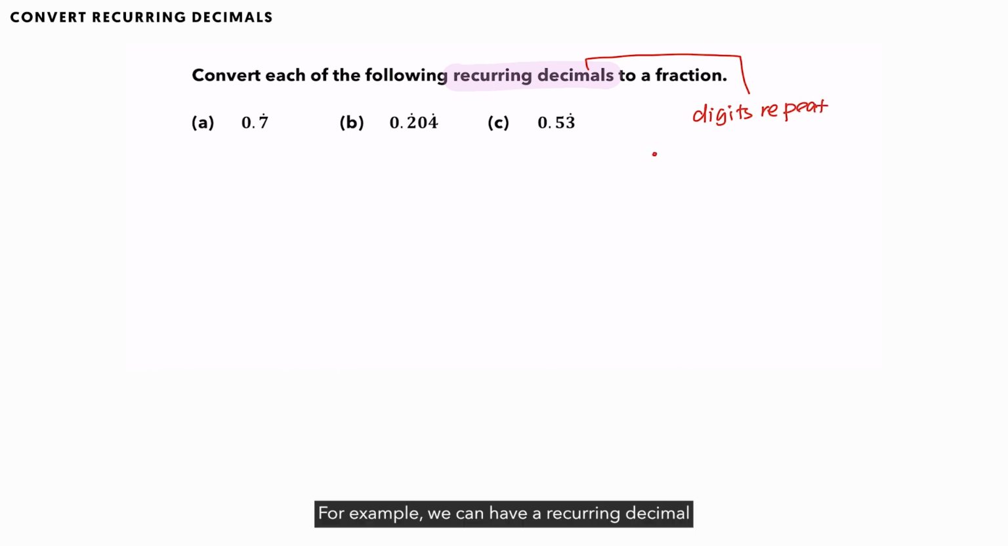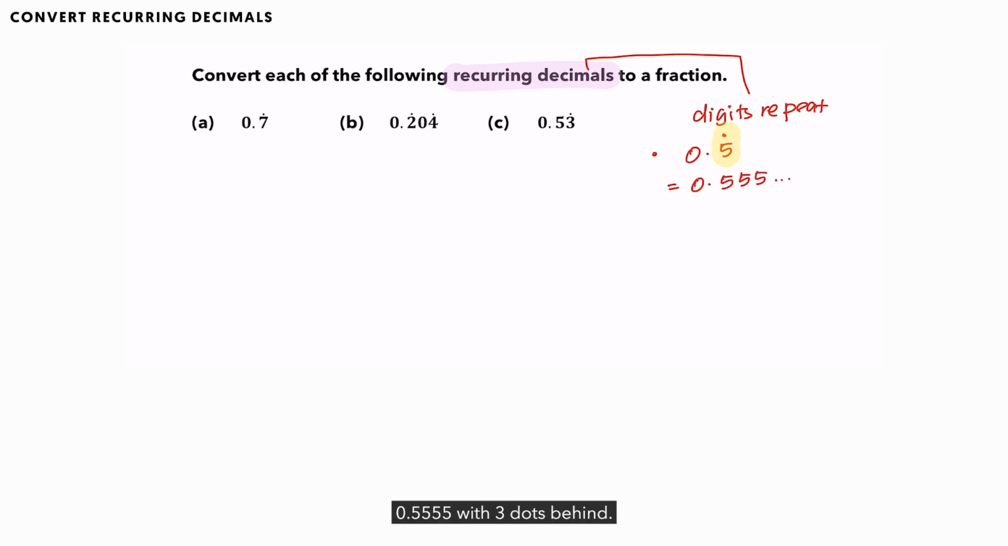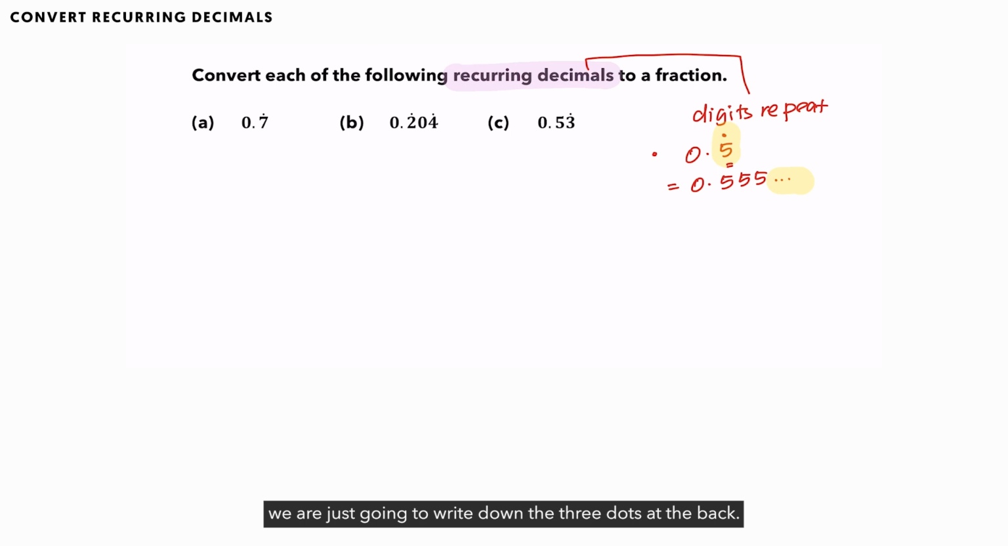For example, we can have a recurring decimal that looks like this, 0.5 with a dot above the 5. Now, what does this mean? The dot above the 5 simply means that the 5 repeats. So if you're going to write this down in expanded form, it will look like this, 0.555 with 3 dots behind. Now, what do the 3 dots mean? It simply means that the digit 5 keeps repeating until infinity. So instead of writing down all the digits, which is impossible by the way, we are just going to write down the 3 dots at the back.